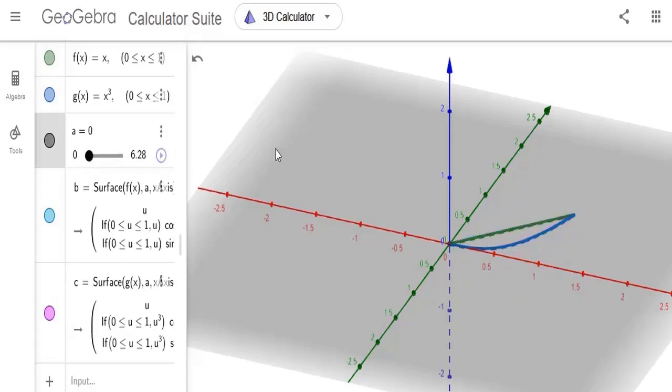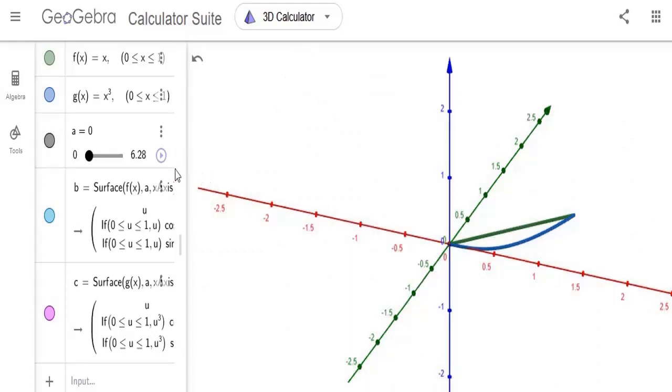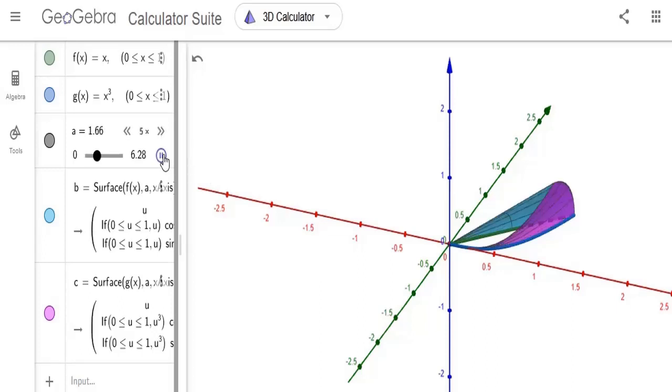Okay, so let's remove the plane. Okay, so that was the first animation.